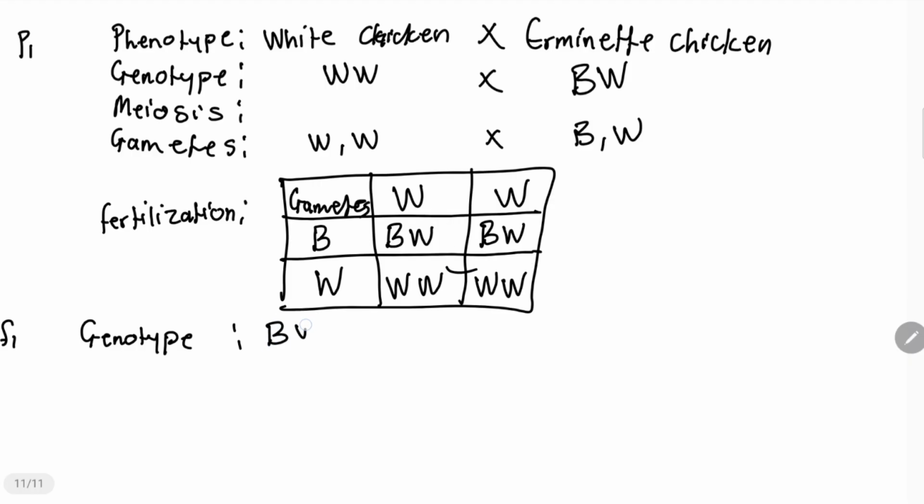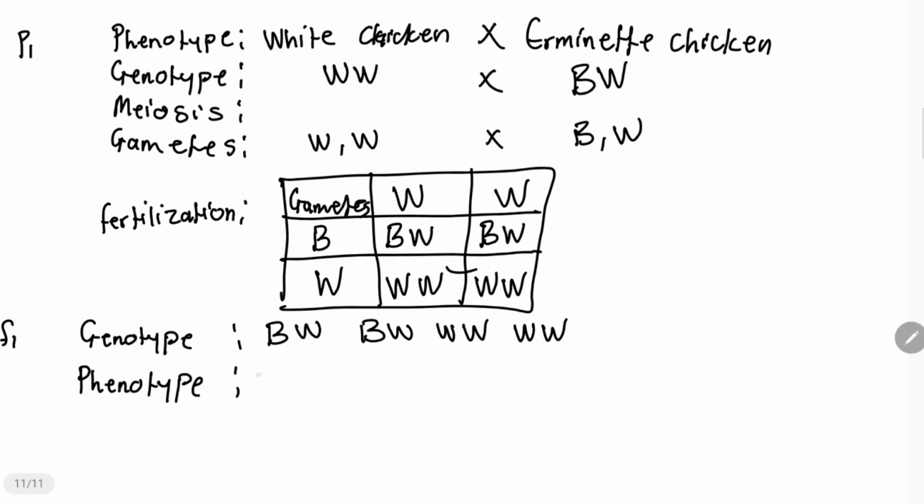So it is going to be capital letter B, capital letter W, capital letter B, capital letter W, capital letter W, capital letter W, capital letter W, capital letter W. Below genotype, we come to phenotype. So let's look at the first chicken. It is capital letter B, capital letter W, which means it is Erminette. The same applies for the second genotype. But the third and the fourth genotype are capital letter W, capital letter W respectively. So this is going to be a white chicken.